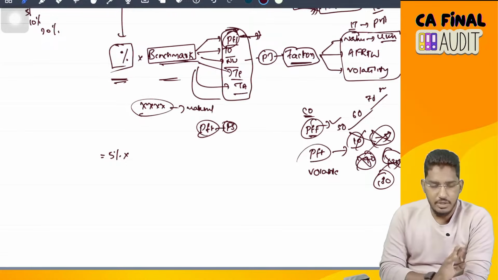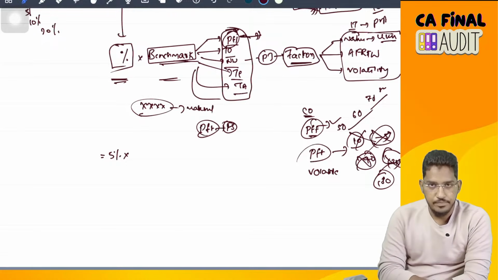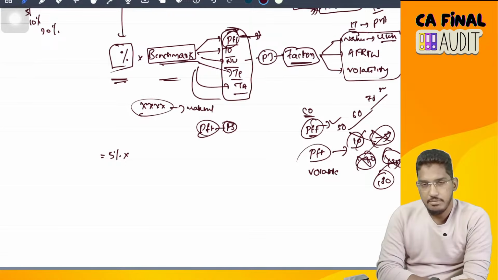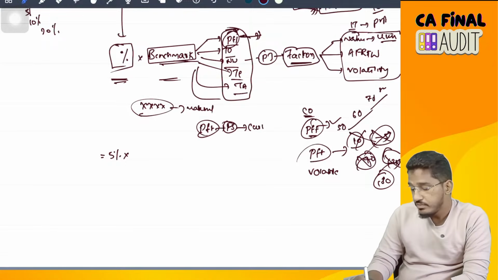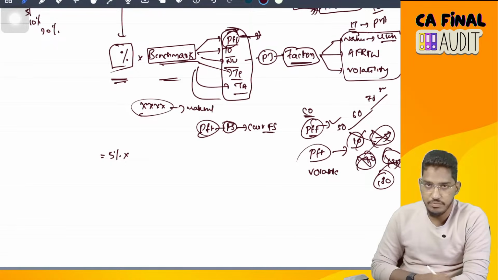Very simple, guys. If you are doing the audit after completion of the financial year, at the time when you are doing the audit, the financial statements are already ready. No need to look for any other sources. From the current period financial statements, you take the profit figure.